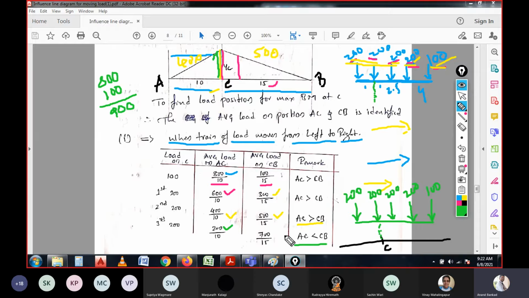We are just moving the series of loads on the span, on the section C, and we are calculating the average load.